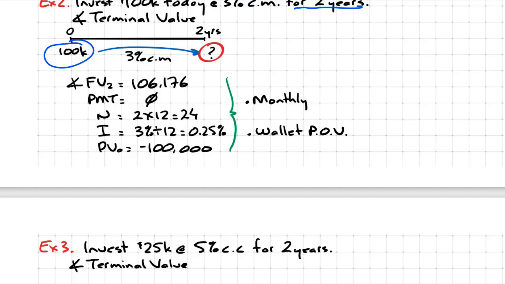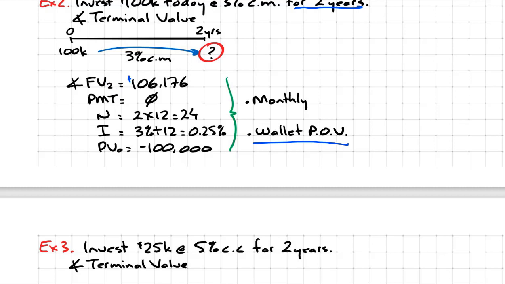Once again, there's no payment stream, so we just compute for future value at the end of 2 years. So there it is. If our 100,000 is growing at 3% compounded monthly over a 2-year period, at the end of the 2 years, it'll be worth 106,176. And notice that the calculator will spit out a positive number because, again, if you're using a wallet point of view, at the end of the investment horizon, you cash this money out. In other words, you sell the investment and the money comes in your wallet.